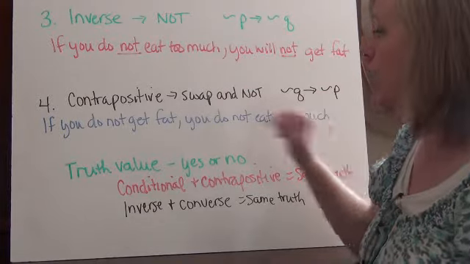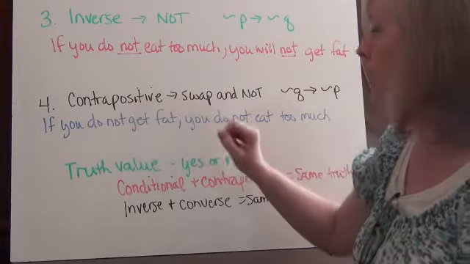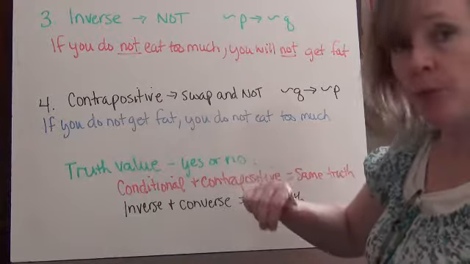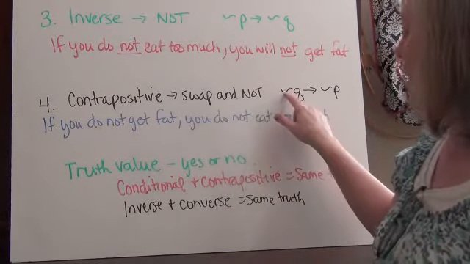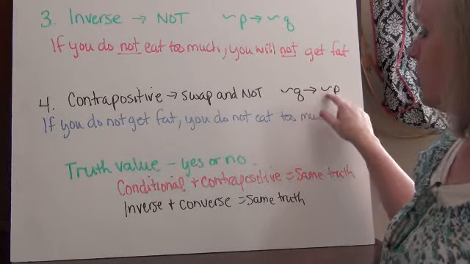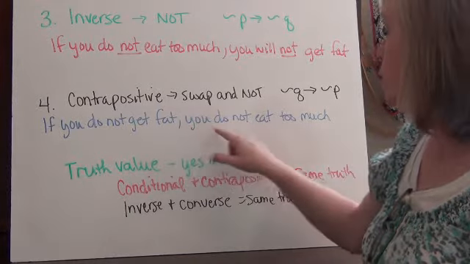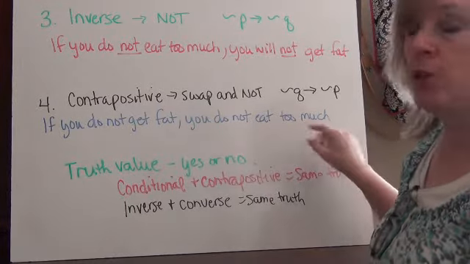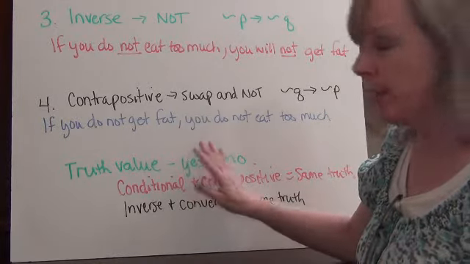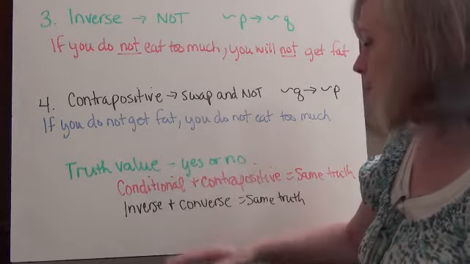Okay, the contrapositive is swap and put a not in. So I now have not Q leads to not P. Okay, if you do not get fat, you do not eat too much. So those are the four forms that I can put my conditional into.